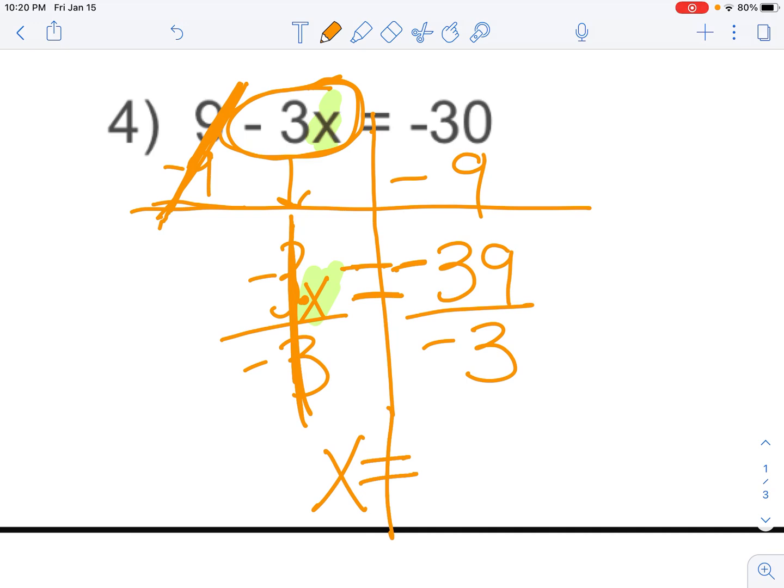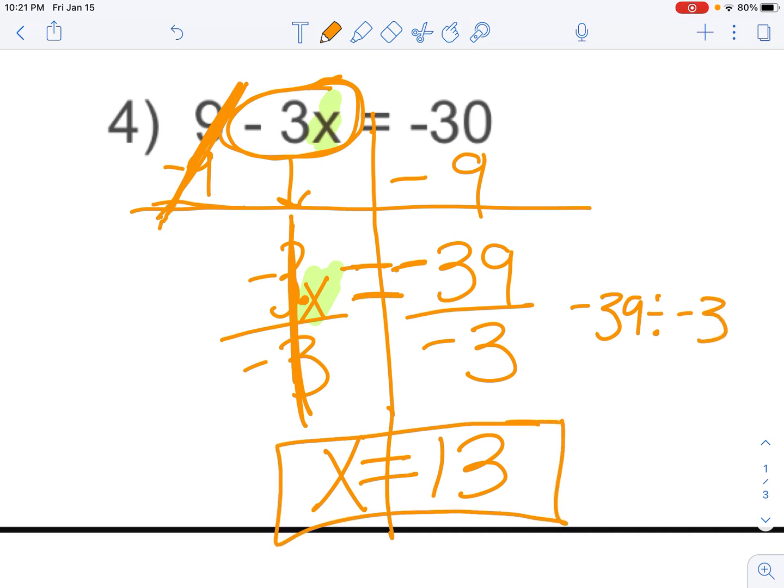Negative 39 divided by negative 3. So a negative divided by a negative would be a positive, and you would get positive 13. So again, calculate it. Make sure you're correct in your calculations.